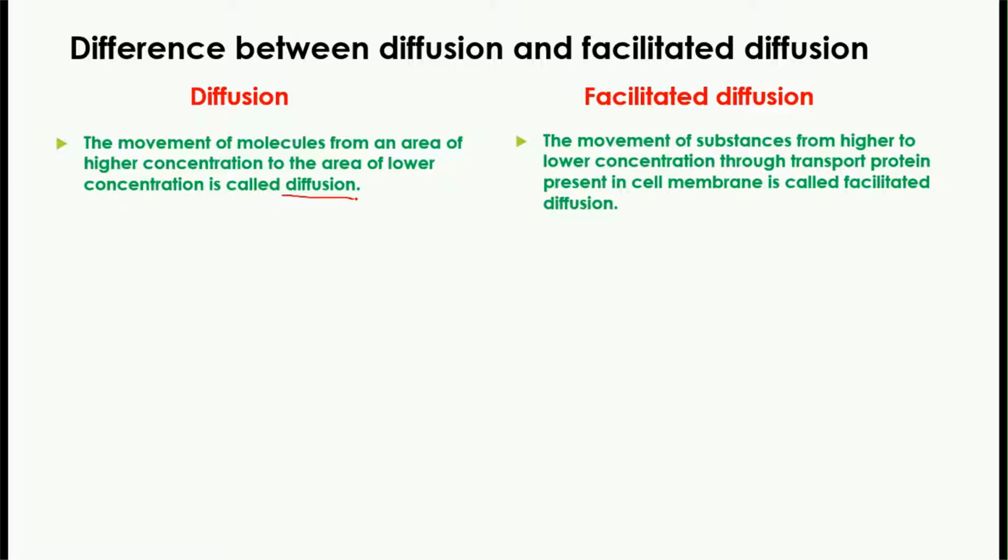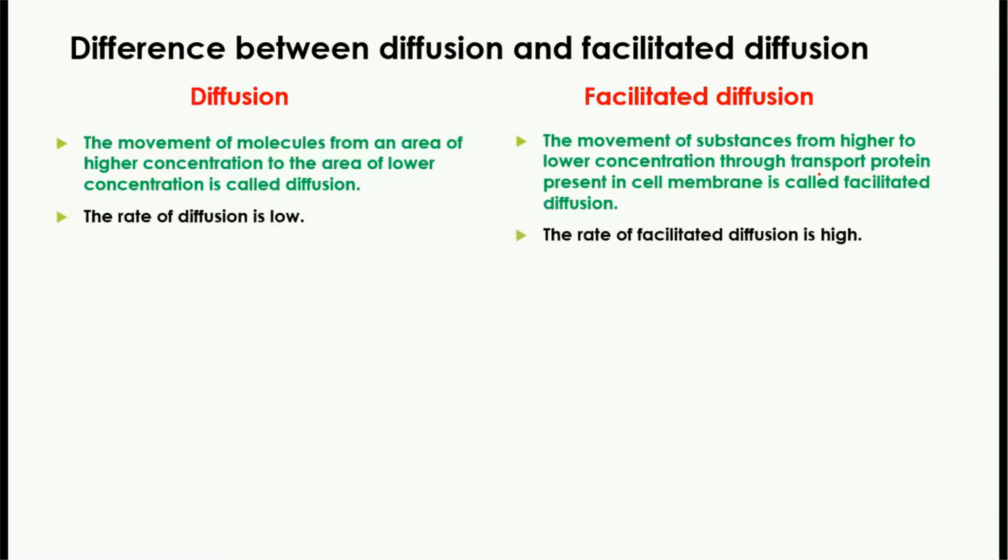While on the other hand, facilitated diffusion is the movement of substances from higher concentration to lower concentration through transport proteins which are present in the cell membrane. In the case of diffusion, the molecules may move across the cell membrane or they may move without any cell membrane. So the presence of a cell membrane in the case of diffusion is not necessary, but in the case of facilitated diffusion, a transport protein is necessary.